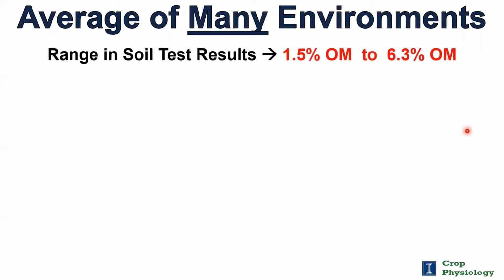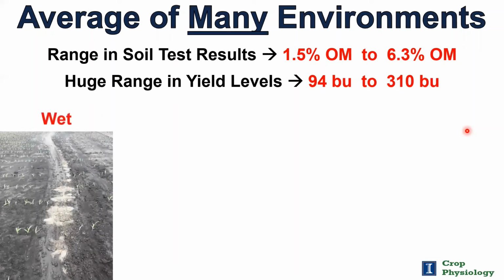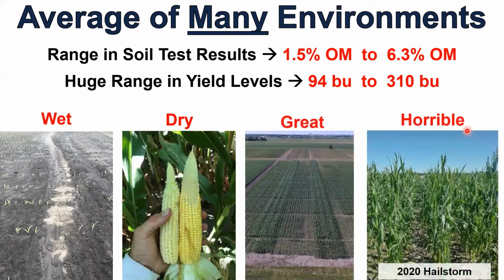This study, or this trial, saw a whole host of different soil test values that ranged in organic matter from 1.5% organic matter up to 6.3% organic matter. Huge range in yield levels from northern Illinois to southern Illinois, and a lot of variability in our yield environments. We've seen, as you guys know, with the environments we've been dealt in 2019 and 2020, super wet conditions, especially in the spring of 2019, and super dry conditions, especially this past grain filling period. We've had great conditions over that stretch as well, and we've had horrible conditions.